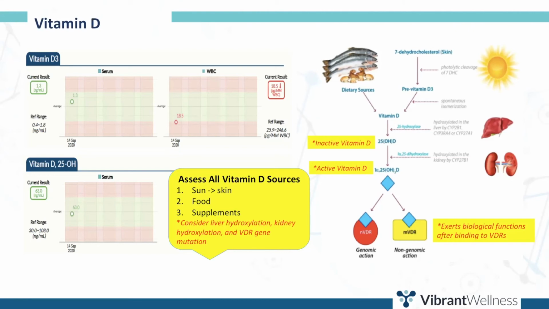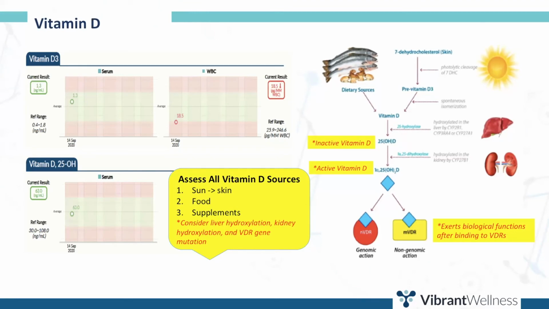Just to refresh your memory, vitamin D is photochemically produced in the skin from the sun, in the form of 7-dehydrocholesterol. And then you take into account your dietary sources of vitamin D, D2 and D3. So vitamin D from sun, food, supplements. You have hydroxylation by the liver, and then you have 25-hydroxy D, which is your inactive vitamin D. And then you have hydroxylation by the kidney to the active form of vitamin D, 1,25-hydroxy D.